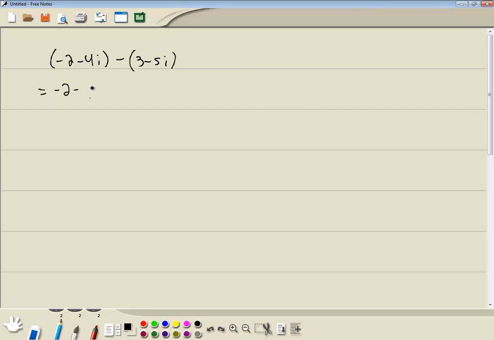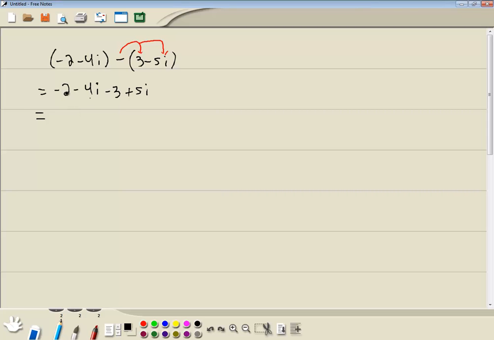So I've got negative 2 minus 4i. Now remember, if you have a negative in front of parentheses, that flips the sign of everything inside. So it's going to flip the sign of the 3 and of the negative 5i. The positive 3 is going to become a negative 3. The negative 5i becomes a positive 5i.